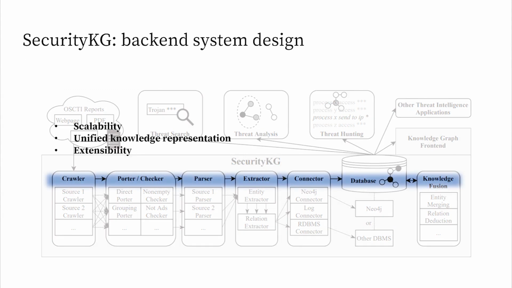We first explain how we design the backend system. To handle diverse OSCTI reports, the system needs to be scalable and maintain a unified representation of all possible knowledge types in both known and future data sources. The system also needs to be extensible to incorporate new data sources and processing and storage components to serve the need of different applications. To make the system scalable, we parallelize the processing procedure of OSCTI reports.